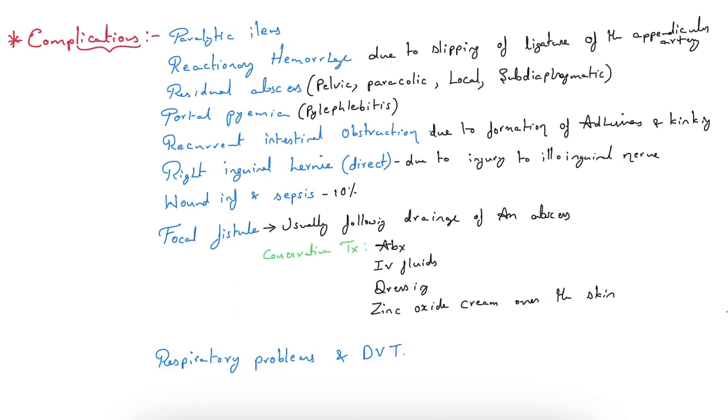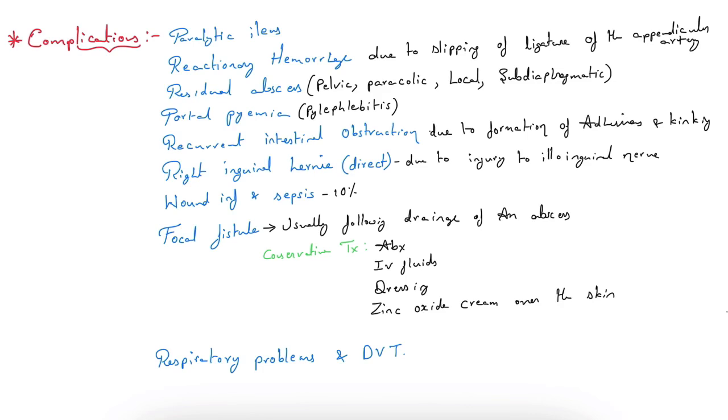Next one, complications. In complications we can see paralytic ileus and reactionary hemorrhage due to slipping of the ligature, mostly injury to the surrounding structures, residual abscess, portal pyemia, recurrent intestinal obstruction, right inguinal hernia, the direct one, wound infections, sepsis, and fecal fistula.